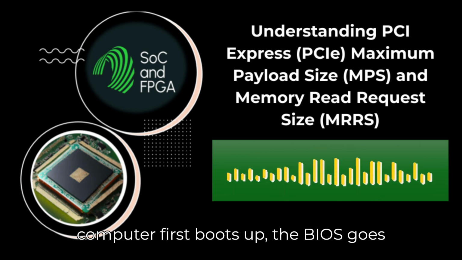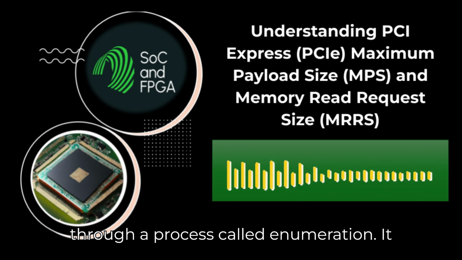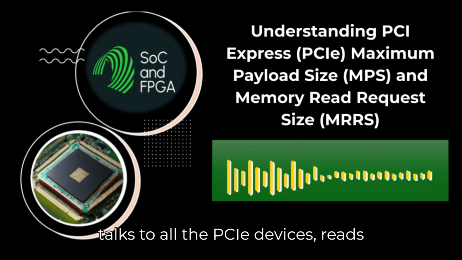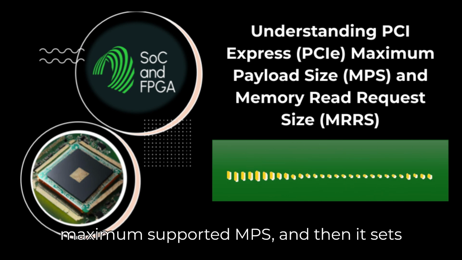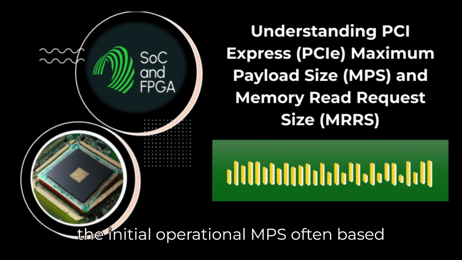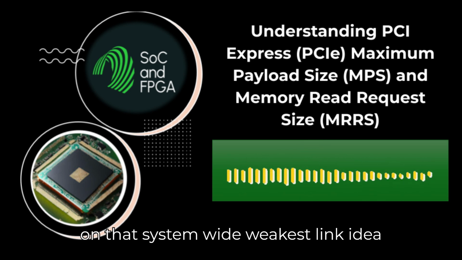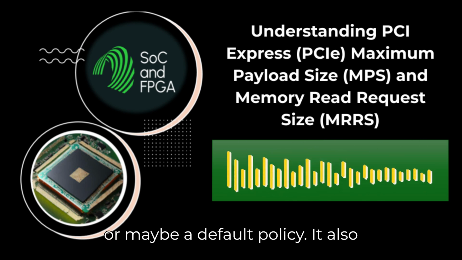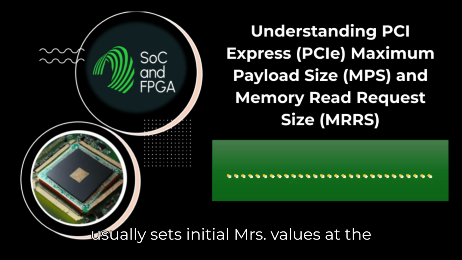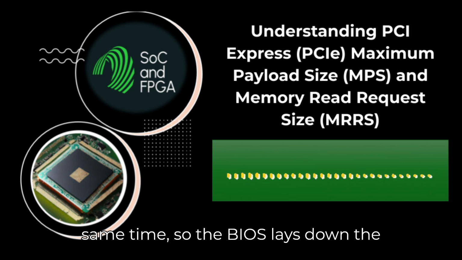Exactly. When your computer first boots up, the BIOS goes through a process called enumeration. It talks to all the PCIe devices, reads their capabilities, including their maximum supported MPS, and then it sets the initial operational MPS, often based on that system-wide weakest link idea, or maybe a default policy. It also usually sets initial MRRS values at the same time. So the BIOS lays down the initial law.